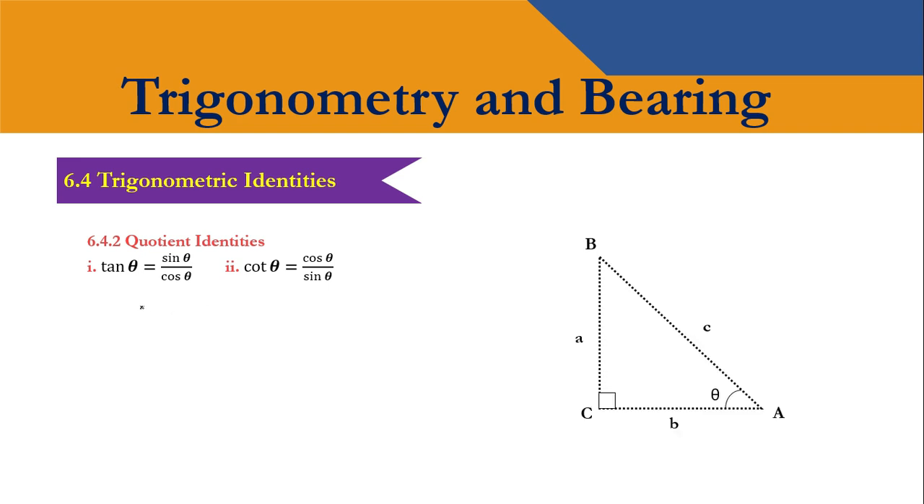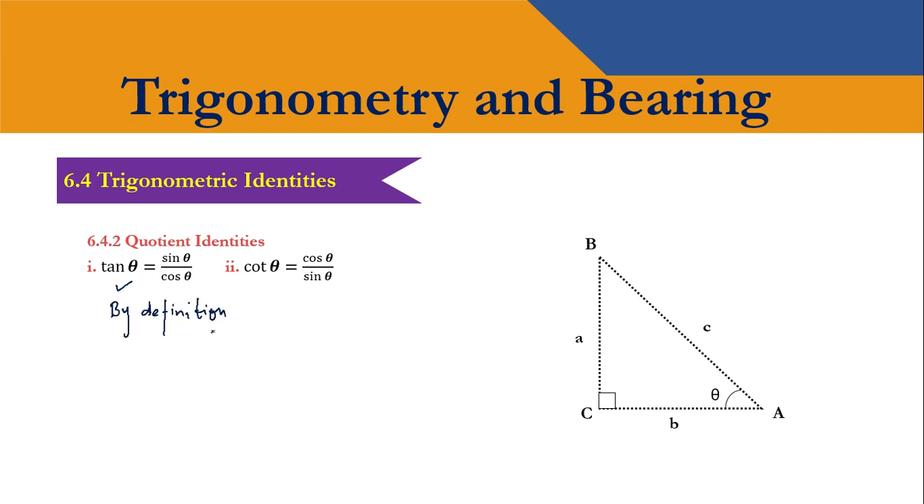Before starting the proof of the first identity, tan theta is equal to sine theta over cos theta, you will construct a triangle like this. The triangle ABC, in which angle C is equal to 90 degrees, angle A is angle theta, and the hypotenuse is equal to C, the perpendicular is equal to A, and the base is equal to B. This is the construction of a right angle triangle, and you will write all this construction here, which I told you in words.